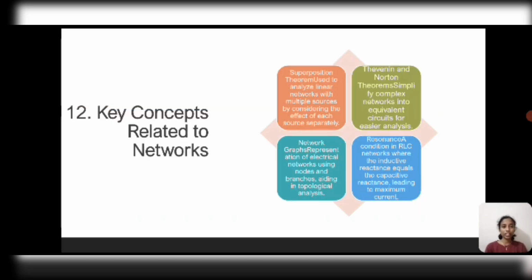Key concepts related to networks. The superposition theorem is used to analyze linear networks with multiple sources by considering the effect of each source separately. Thevenin's and Norton's theorems simplify complex networks into equivalent circuits for easier analysis. Network graph: representation of electrical networks using nodes and branches, aiding in topological analysis. Resonance: a condition in RLC networks where the inductive reactance equals the capacitive reactance, leading to maximum current.